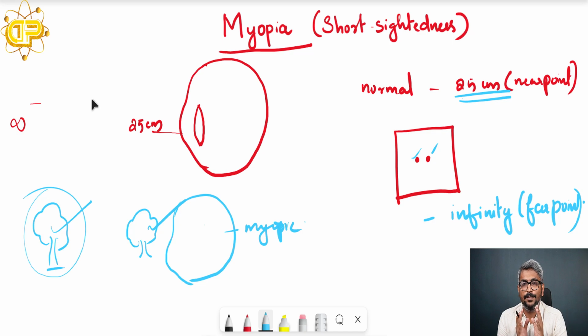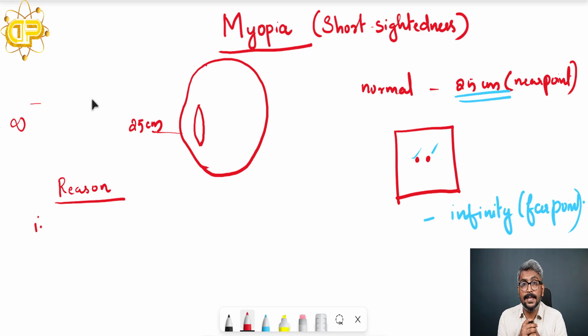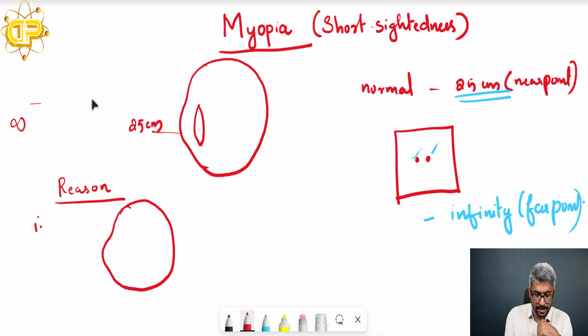So how does this myopia occur? What is the actual reason for myopia? This is the next question in front of us. There are mainly two reasons for a myopic eye. The first reason is a high converging power of your eye lens. If you have a myopic eye, it looks like this, and you have a lens here, and the object is at infinity, because for a myopic eye it is very difficult to see an object at infinity.